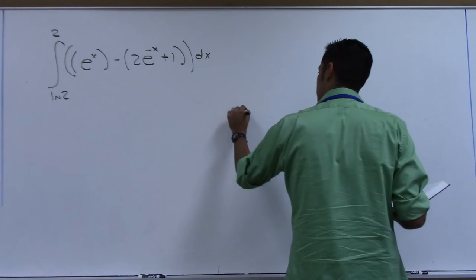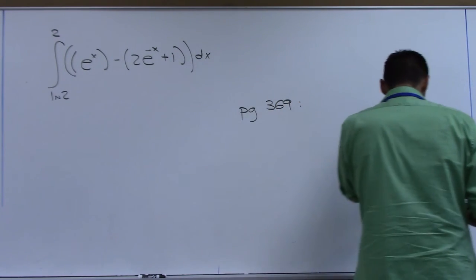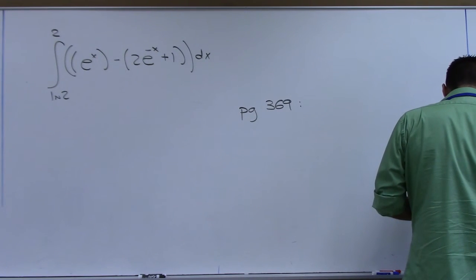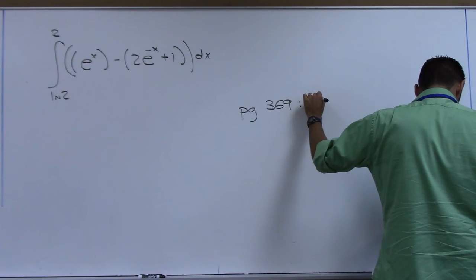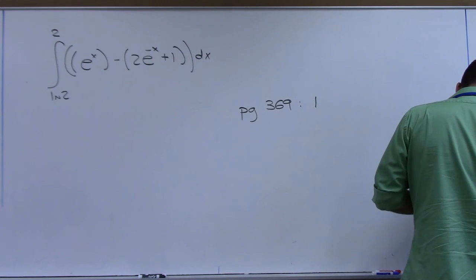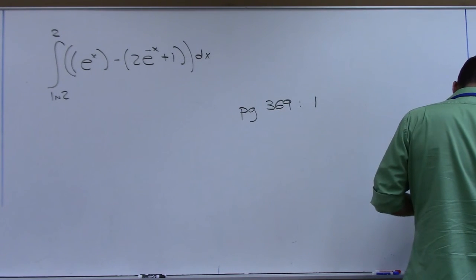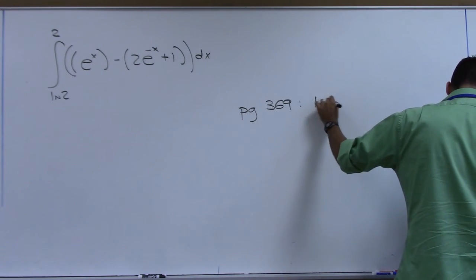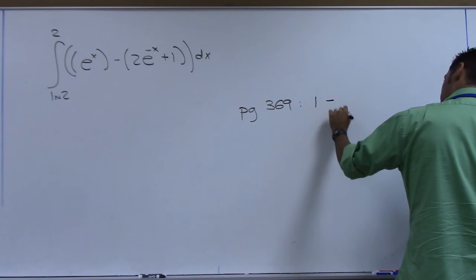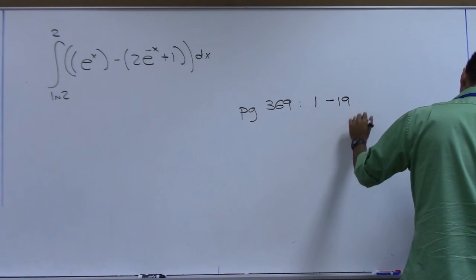This is off of page 369. Number 1 through 19, odds.